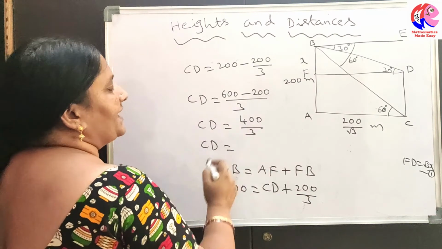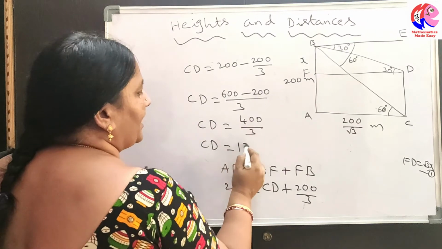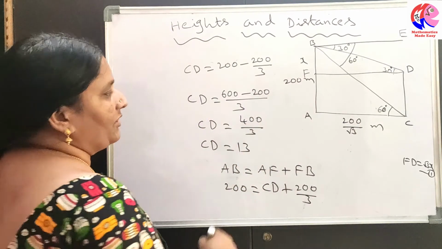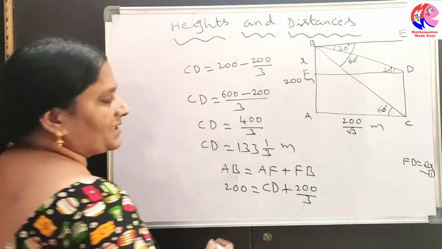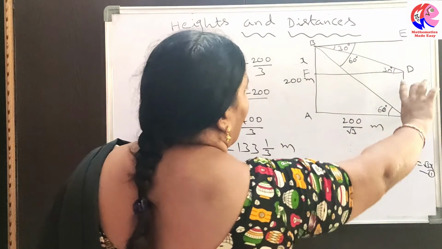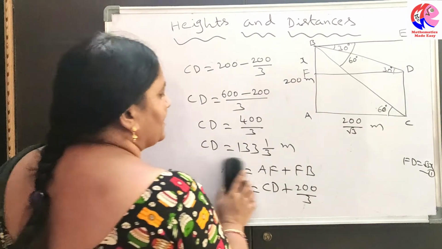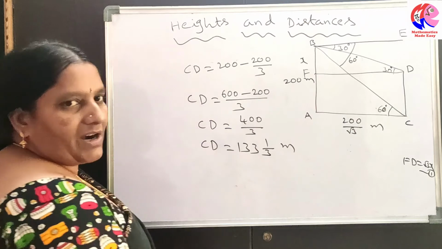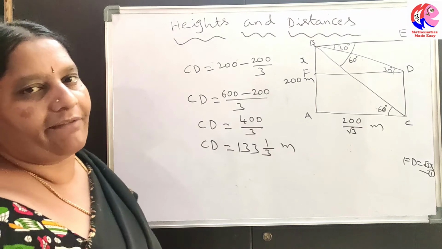Then the measure of CD is equal to, 3 into 4 one time, 1 remainder, in 10 3 times, 3 3s are 9, 10 minus 9 is 1 remainder, and beside that 1 we have 0. So in 10 again 3 times, 133 1 by 3 meters. So height of the tower is equal to CD equal to 133 1 by 3 meters. And at the same time, distance between hill and tower is equal to 200 by root 3. We can simplify this 200 by root 3 by multiplying numerator and denominator with root 3.